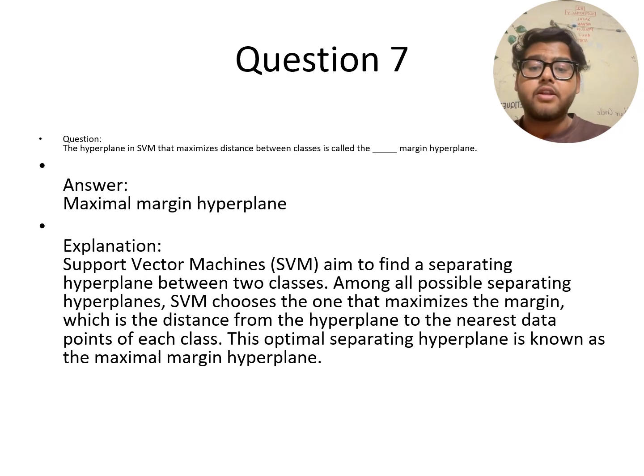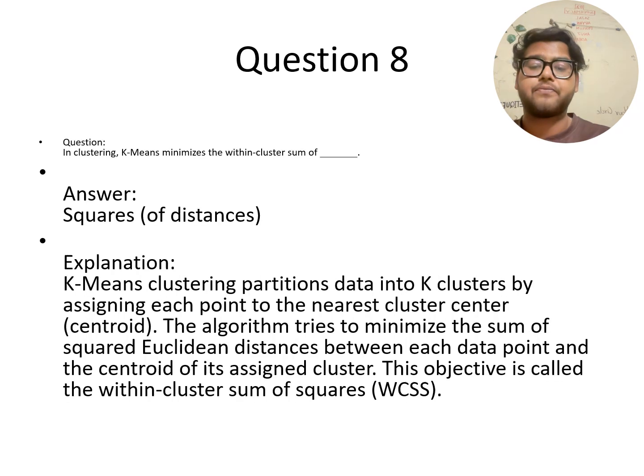Seventh question. The hyperplane in SVM that maximizes distance between classes is called the dash margin hyperplane. So it is the maximal margin hyperplane. Support vector machines, SVM, aim to find a separating hyperplane between two classes. Among all possible separating hyperplanes, SVM chooses the one that maximizes the margin.